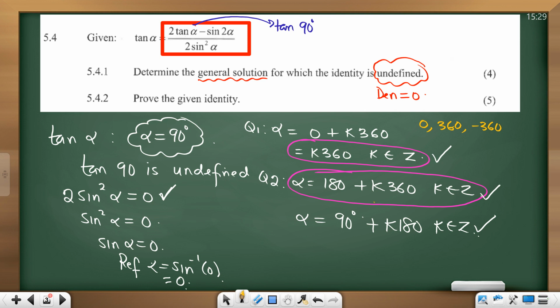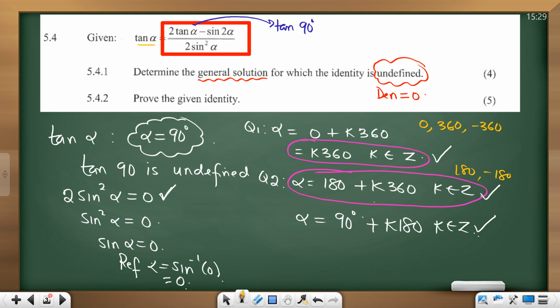0. What will be my first answer? 180. When k is 1, I'll get 540. When k is -1, what would I get? Negative. Do you see? I'm still skipping what? 90. So the 90 came in. It's the knowledge of trigs because I'm using what?